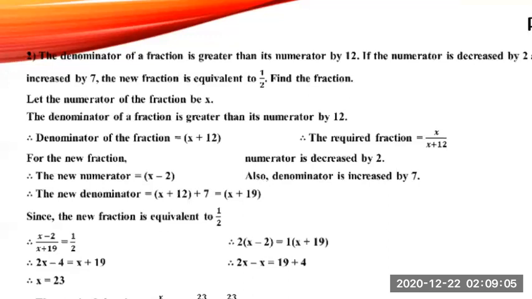The denominator of the fraction is greater than the numerator by 12, then if the numerator is decreased by 2 and the denominator is increased by 7, their ratio is 1/2. So what you have to find? You have to find the fraction.